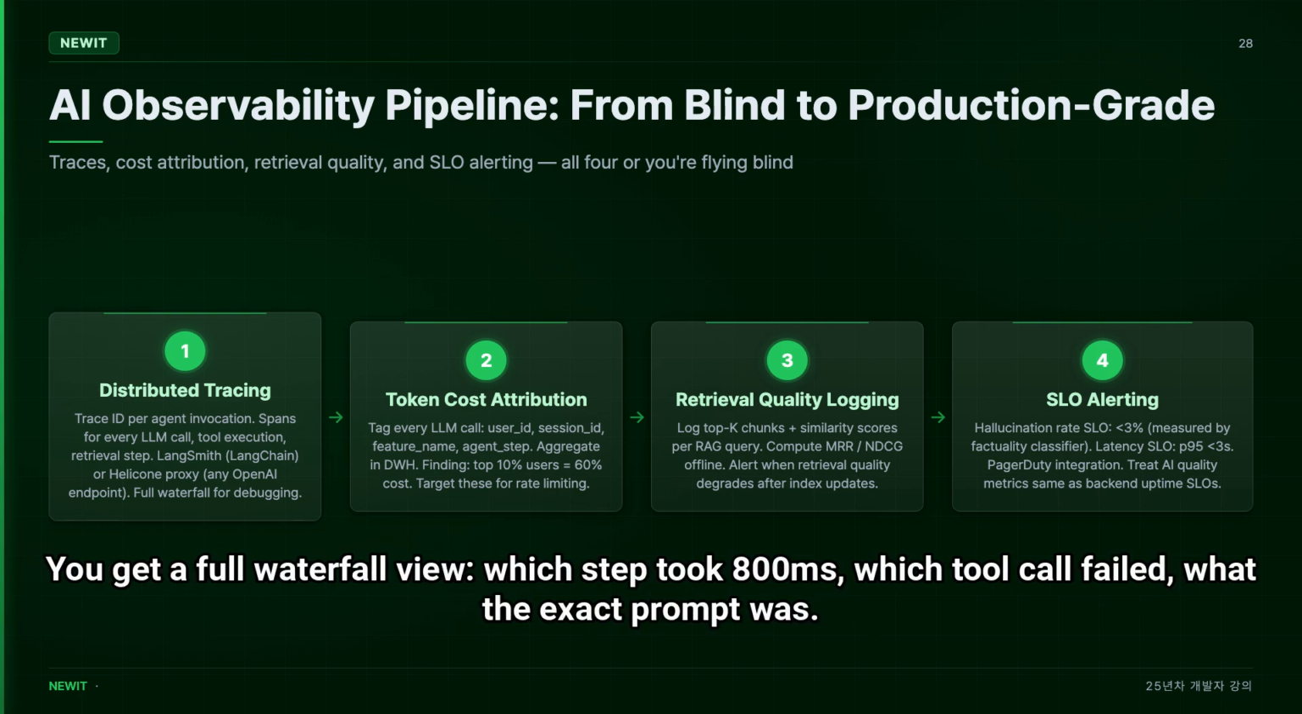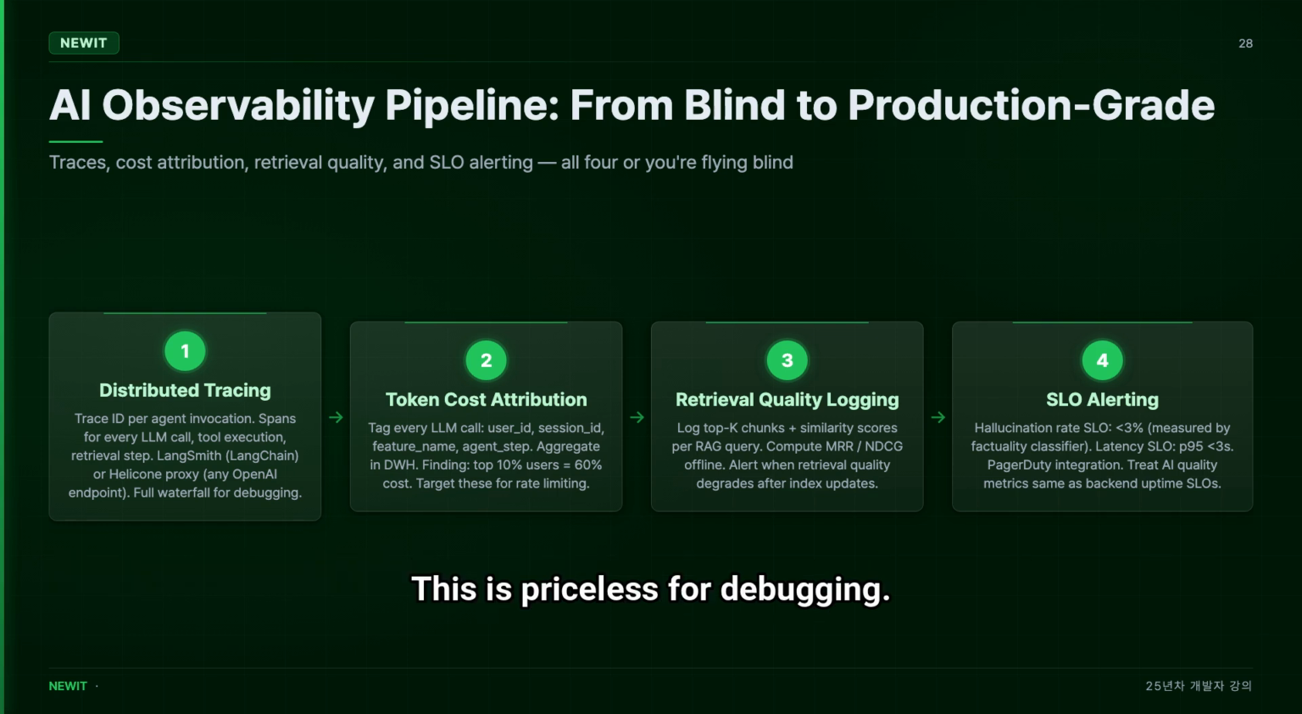You get a full waterfall view. Which step took 800 milliseconds, which tool call failed, what the exact prompt was. This is priceless for debugging. Step 2. Token cost attribution.